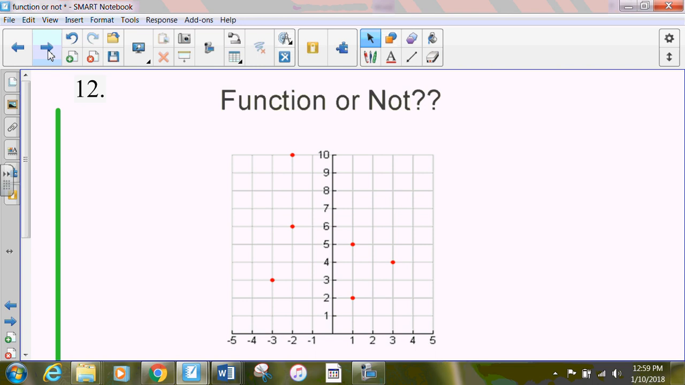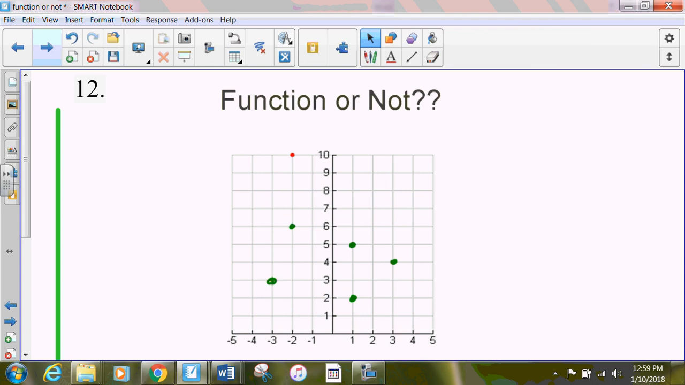When I'm looking at this, I notice something right away. When x is equal to 1, y is equal to 2 and 5. Oh no, that's not okay. If you're going to be a function, your x can only match up with one y. When I'm looking at this dot, when x is 3, y is 4, there's no more y's that it matches up with. When x is negative 2, y is 6. When x is negative 3, y is 3.